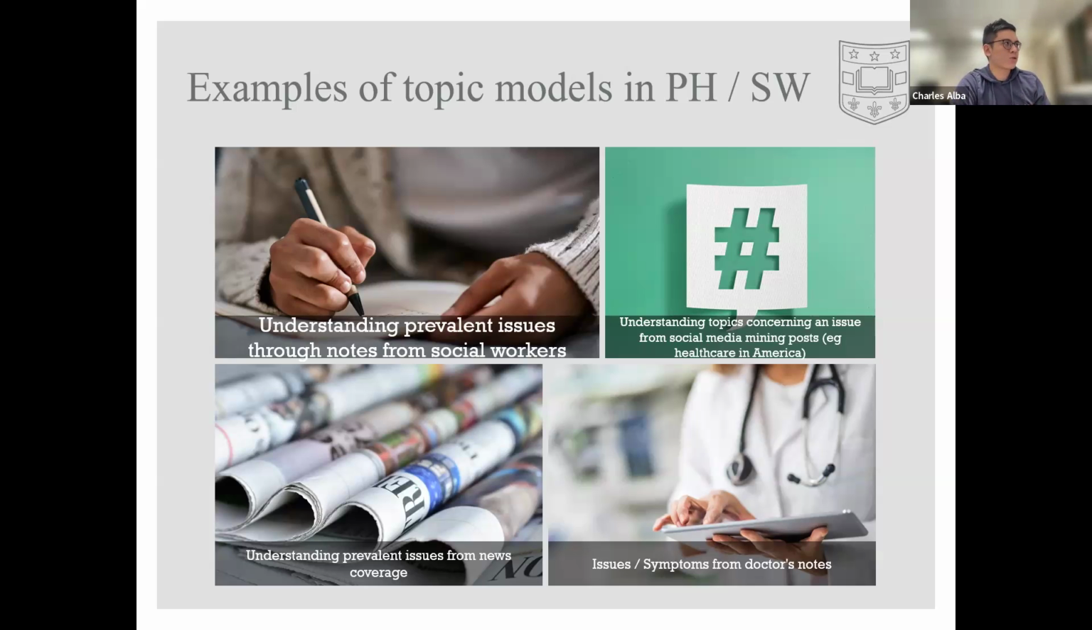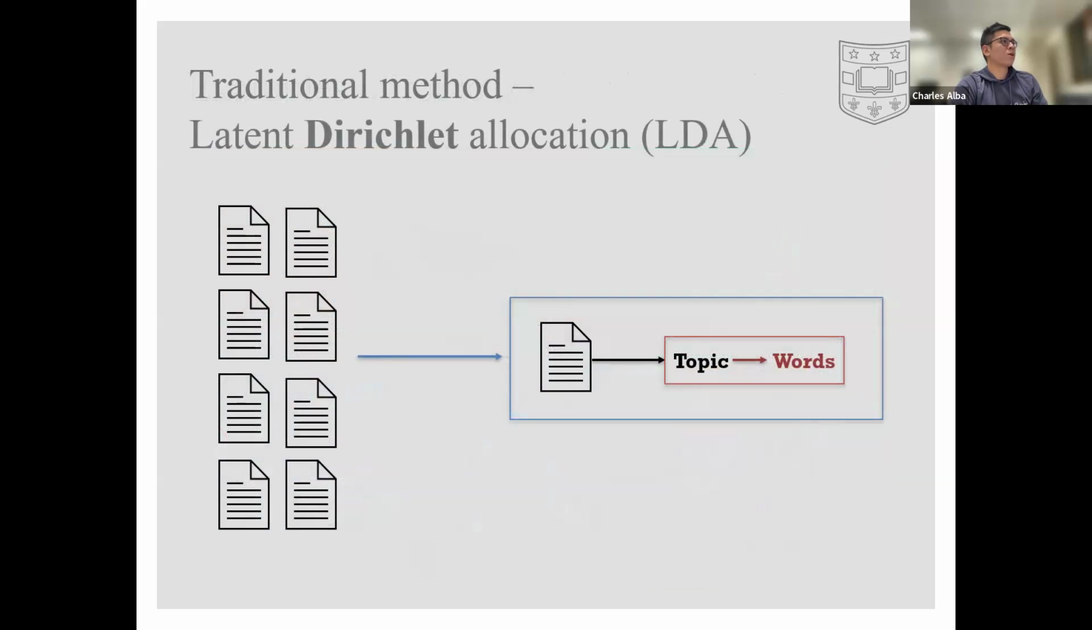But in essence, topic models are used when you don't have labels. If you have labels, you should be using text classification. Topic modeling is an unsupervised form of machine learning, so you can't do it with labels. So let me just quickly go through LDA topic modeling, which is a very classic topic modeling.